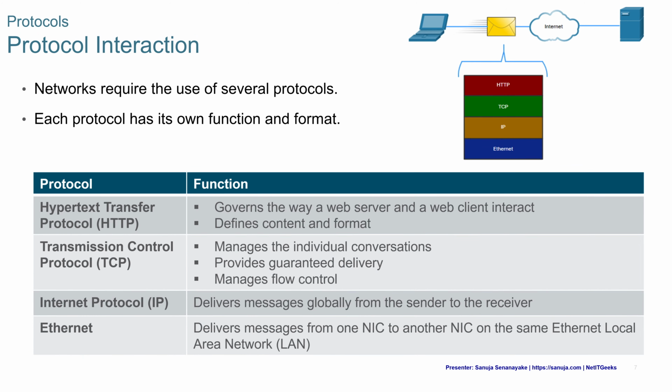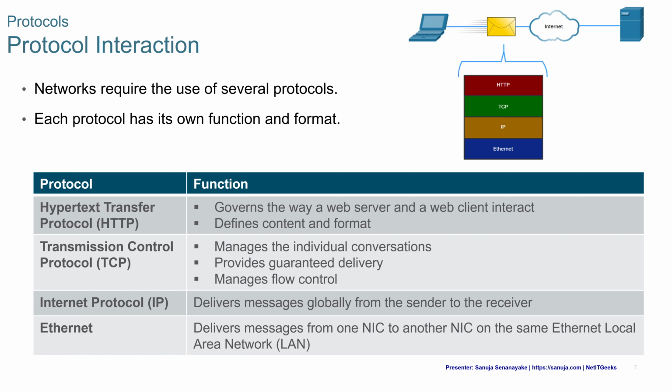Protocols interaction. Networks require the use of several protocols. You can't just use one single protocol to communicate within your network, because that is not going to work. Each protocol has its own function and format, and they have to work with each other. For example, the Hypertext Transfer Protocol, HTTP, governs the way a web server and a web client interact and defines content and format, and the Transmission Control Protocol, TCP, manages the individual conversations, provides guaranteed delivery, and manages flow control, because TCP is a guaranteed delivery protocol.